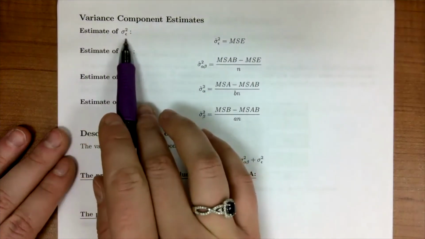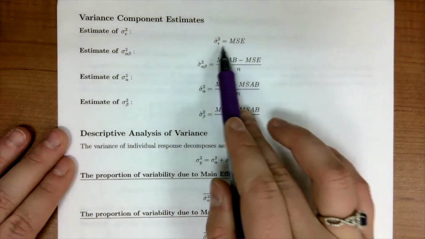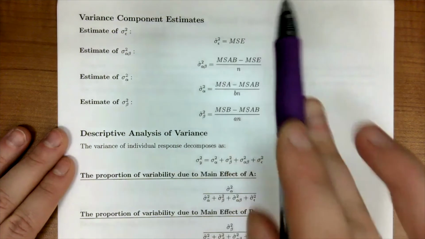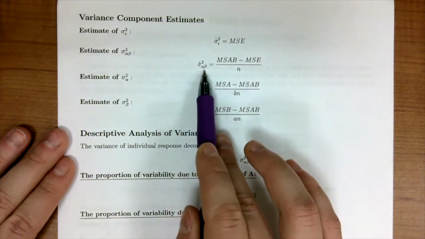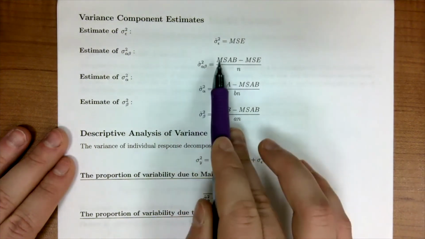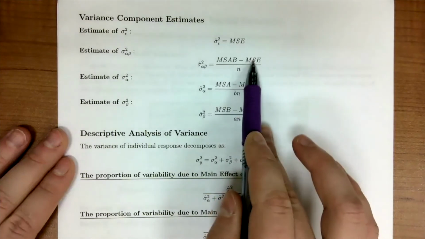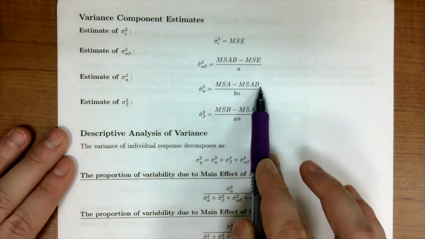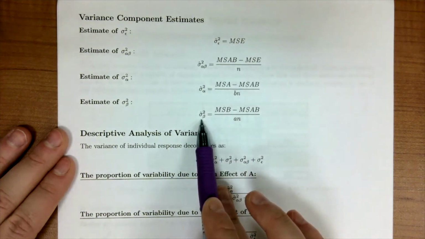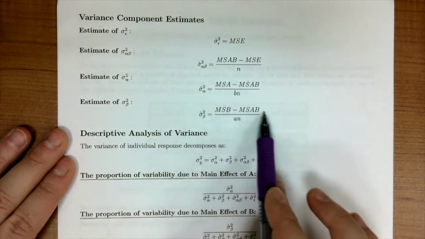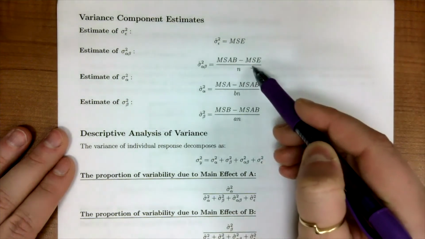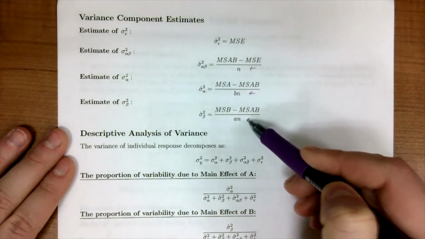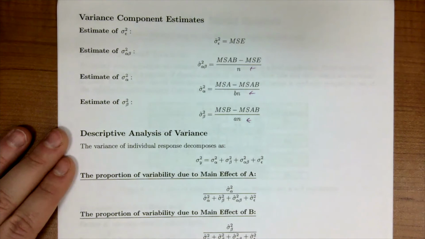So to estimate our epsilon, it's still MSE. To estimate our sigma squared for the interaction, it's the MS of our interaction minus our MSE. For our alpha, it's MSA minus MSAB. And for our beta, it's MSB minus MSAB. And then just always be careful to look at what the denominator is.